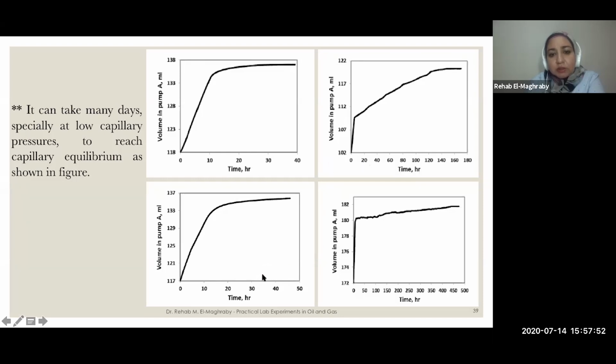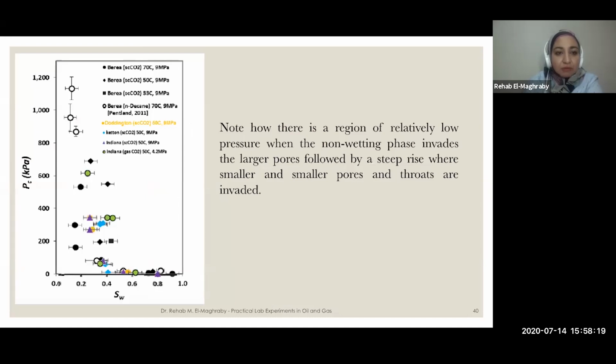This is a slightly higher capillary pressure. This is lower capillary pressure. This is the lowest capillary pressure, and you can find that it takes more than 450 hours, 500 hours to reach equilibrium. So this is only one point. So each curve is representing one point. So it is time consuming, but it's important. Okay.